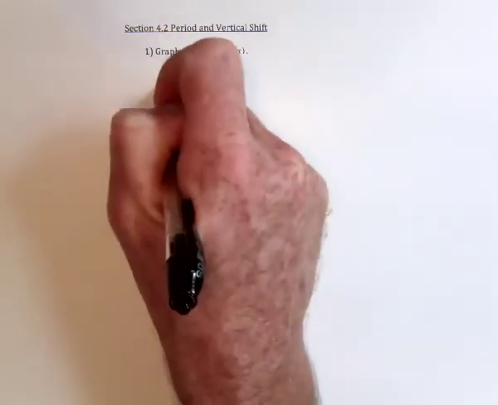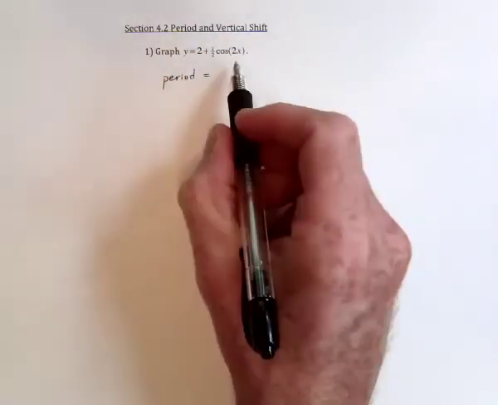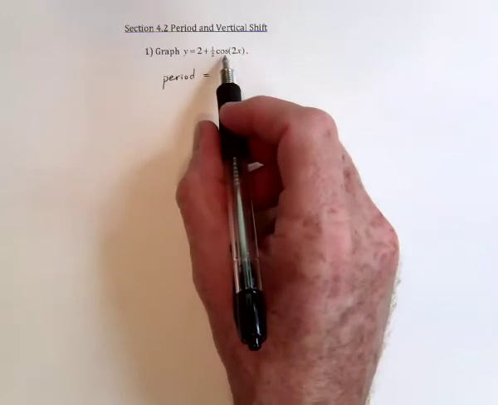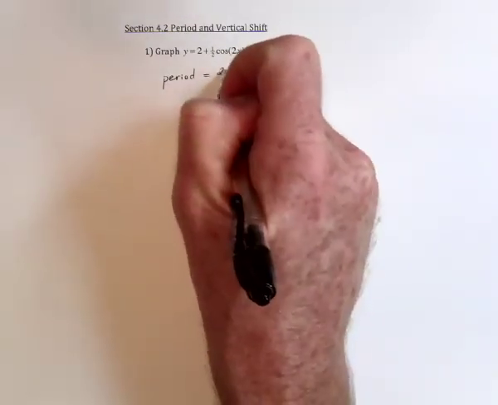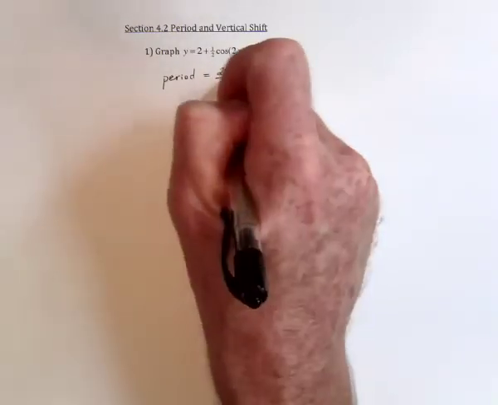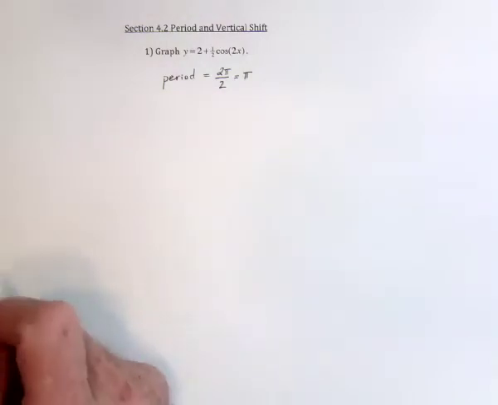So we've got first of all the period. The original period for cosine, if it just said cosine of x, is 2 pi. And whatever number is in here, you then divide by that, and it tells you what the period of cosine of 2x is.